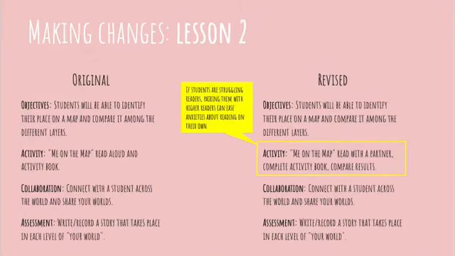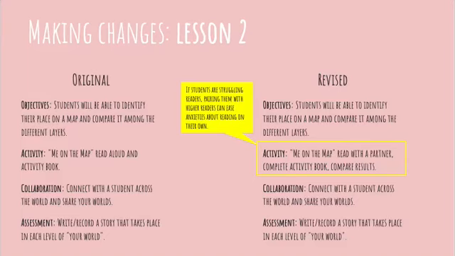So for lesson 2, the original activity was the Me on the Map, and it was a read aloud activity book. And this one is the same thing, but you're doing it with a peer and comparing your results. So at one point of Me on the Map, you have to talk about your street and your home, and people live in different homes, so it would be fun to compare with a peer about those differences.